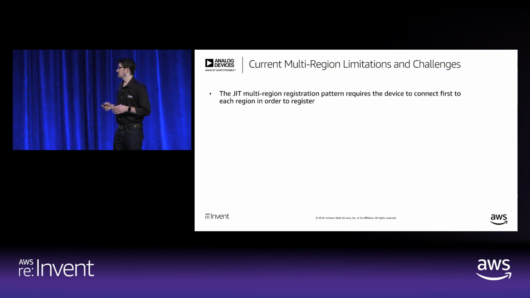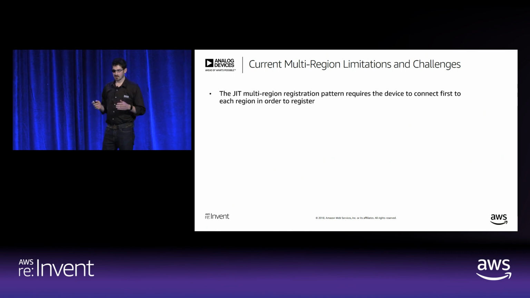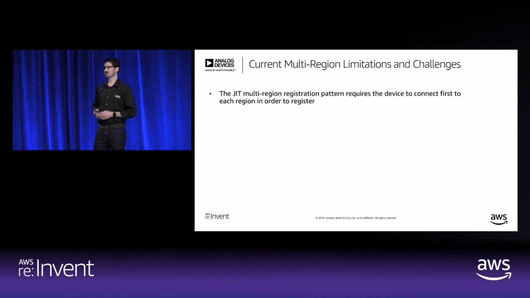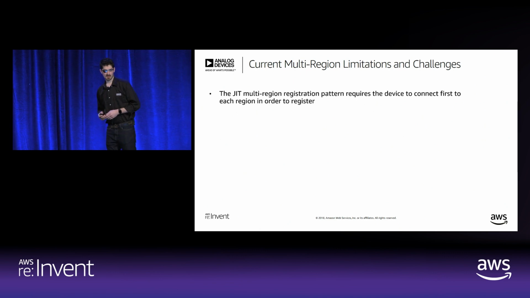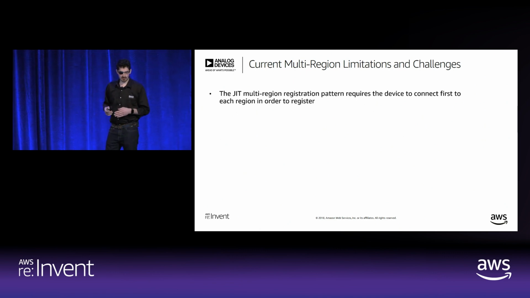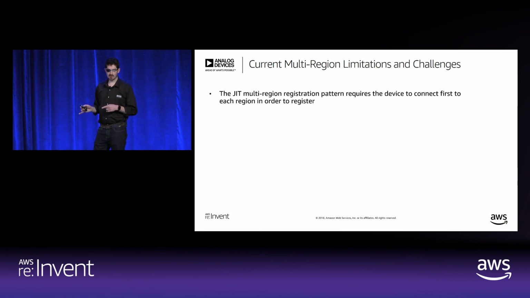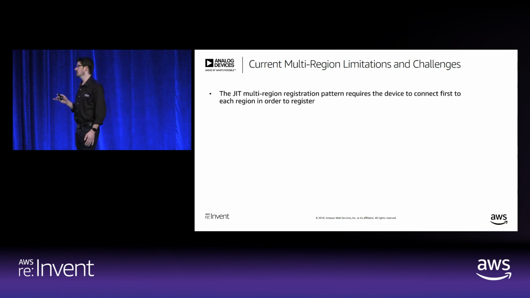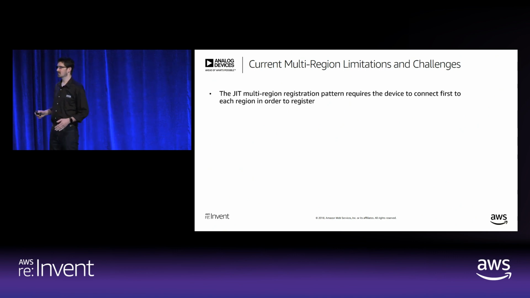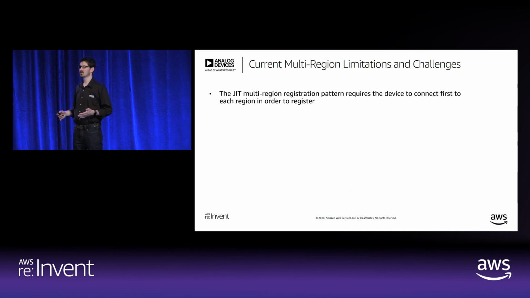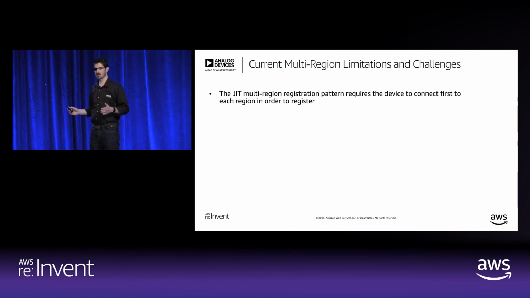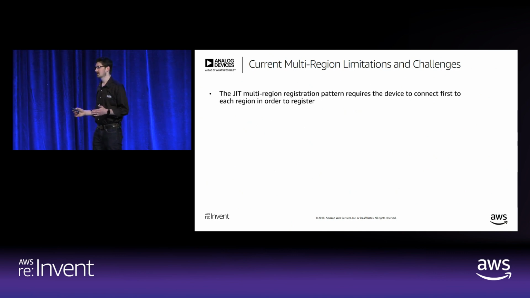So, a couple of limitations and challenges we've encountered that I want to talk about, so they can be in your consideration as you're designing your applications. Firstly, the just-in-time multi-region registration pattern does require the device to connect first to each region in order to register. What I mean by this is the device has to be the initiator. Each region in which we're operating is ready for the device to connect, but in order for it to actually be in use, it has to make that initial connection to each of the regions in which it's going to connect.